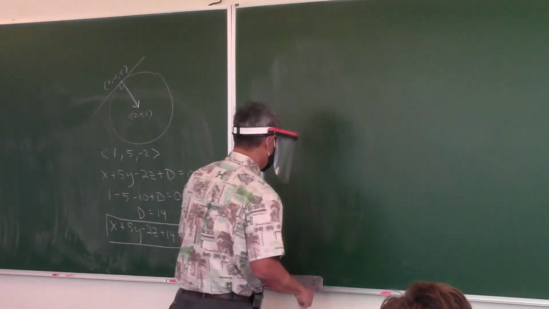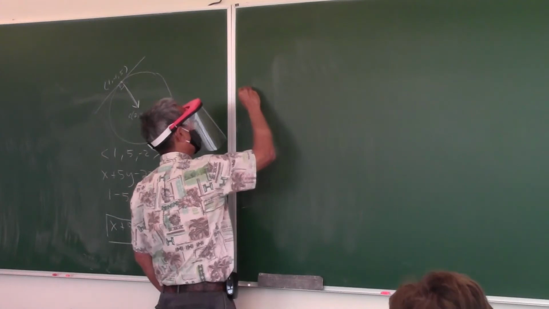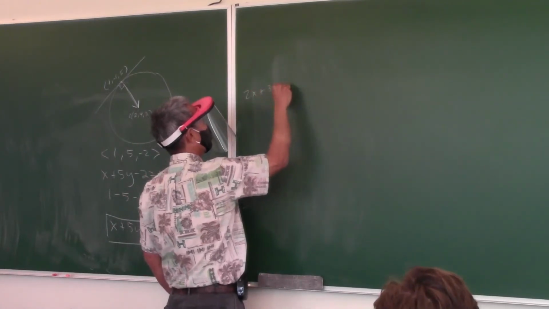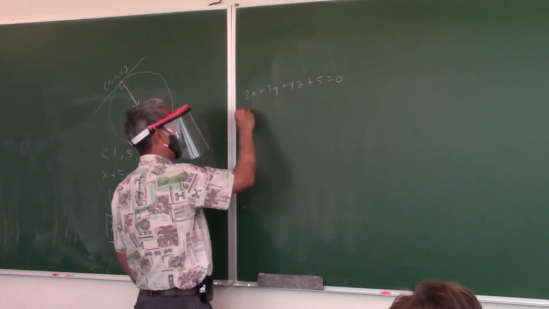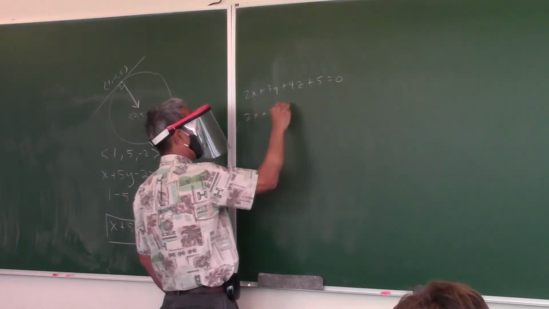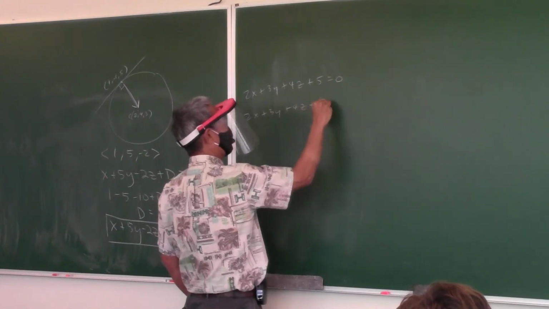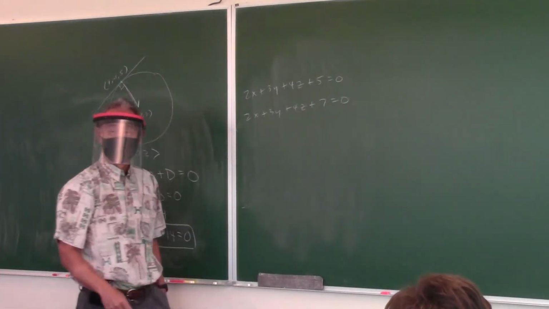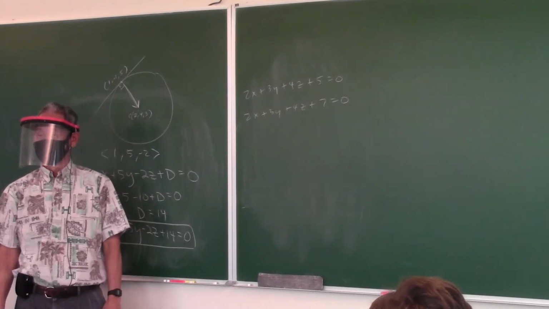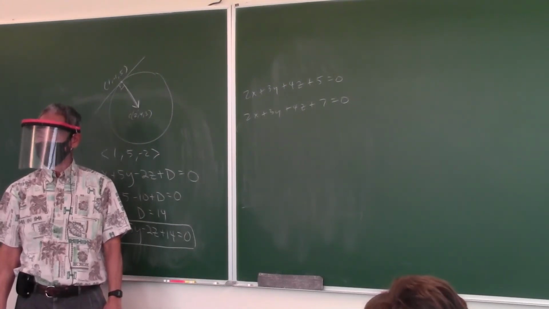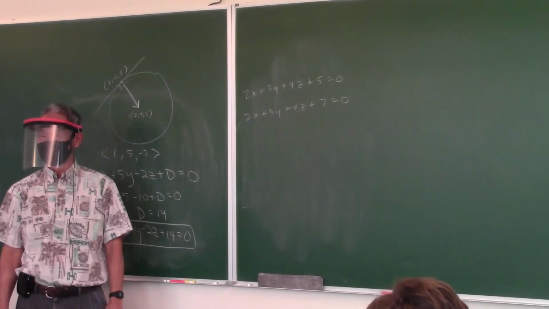For example, 2x plus 3y plus 4z plus 5 equals 0. That's a plane. 2x plus 3y plus 4z plus 7 equals 0. That's another plane. What can you say about these two planes? They're parallel, they're perpendicular, or neither.